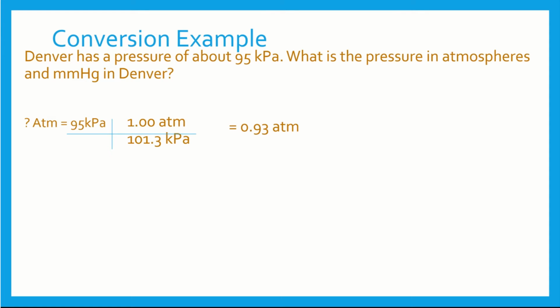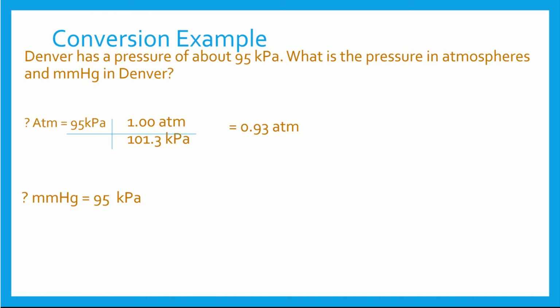So Denver, the mile-high city, is a little bit higher than the rest of the country, and therefore they have a little less air on top of them. So they have a little less pressure exerted down on them. They don't have 1 full atmosphere.